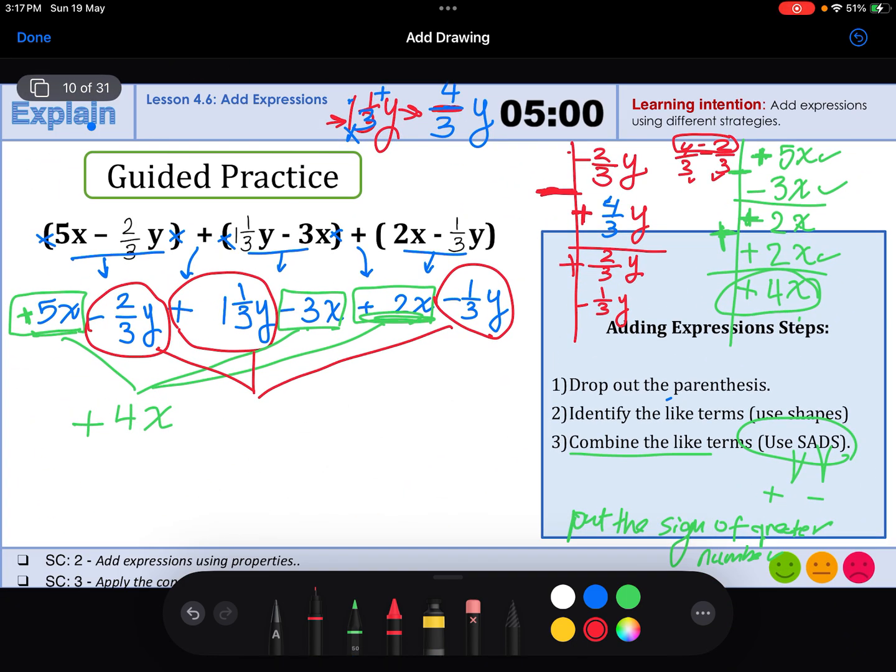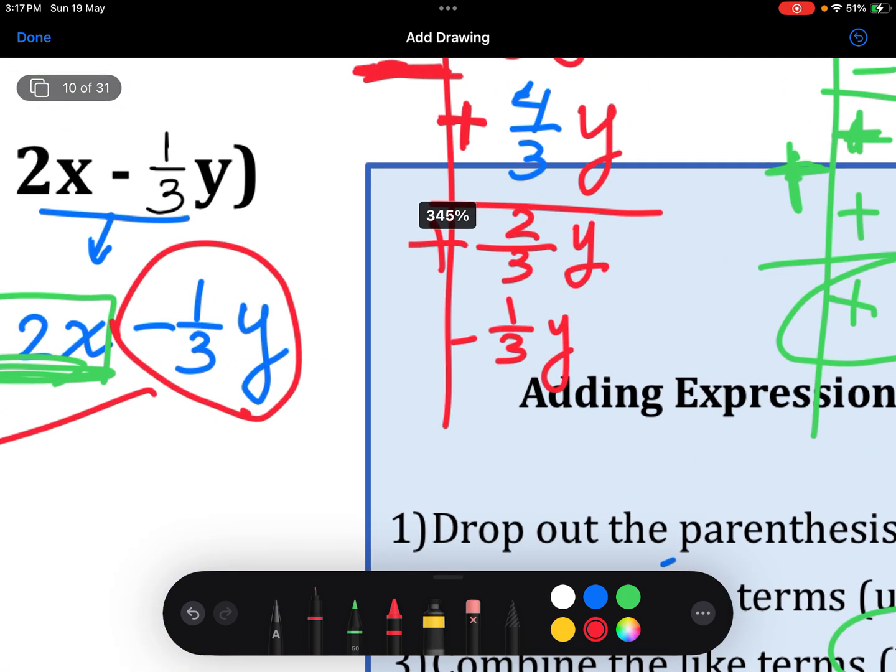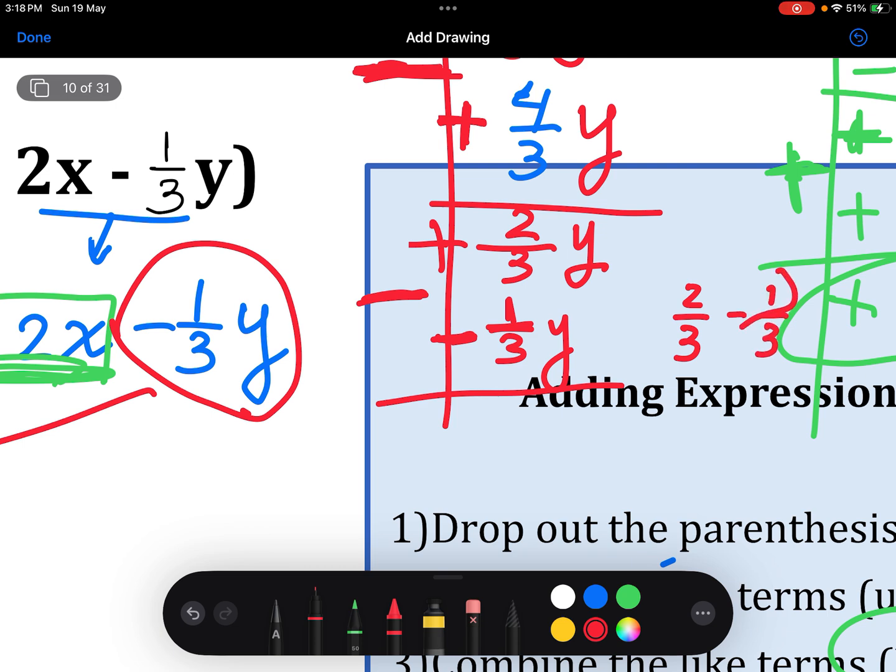Now, this is the answer of adding only the first two terms. I still have to add the last term, which is negative 1 over 3y. Again, one of them is positive, one of them is negative. Then I have to subtract them. So I have 2 over 3 and 1 over 3. I need to subtract them on the side. Minus 1 over 3. So again, just subtract the numerators only. 2 minus 1 is 1 over the same denominator 3. And write the y down.